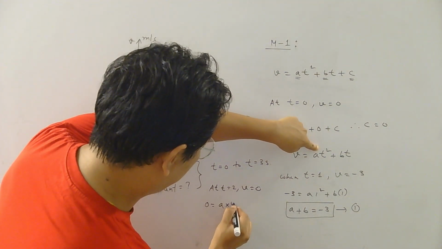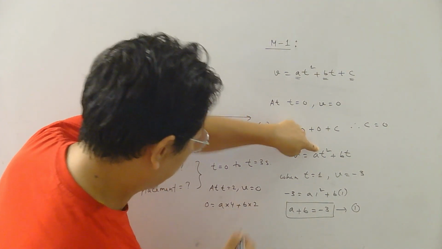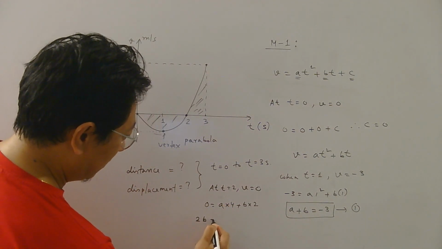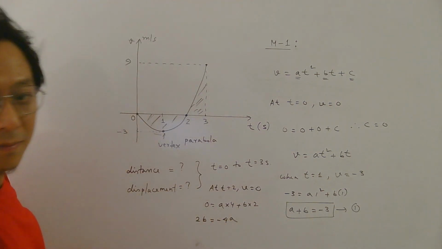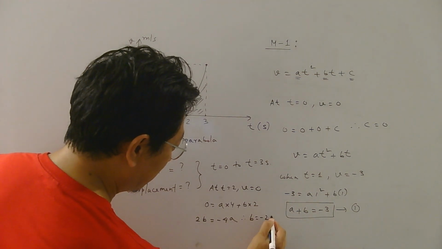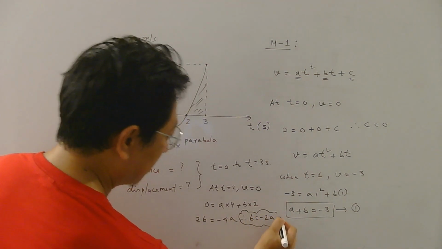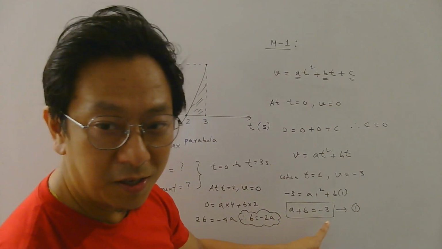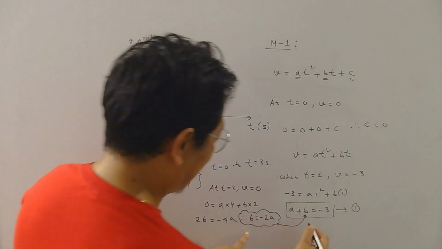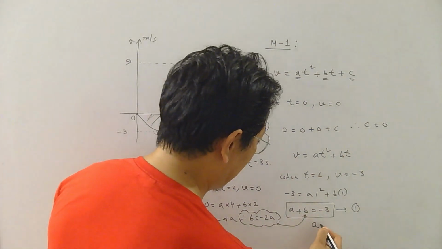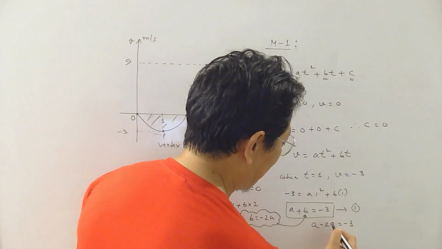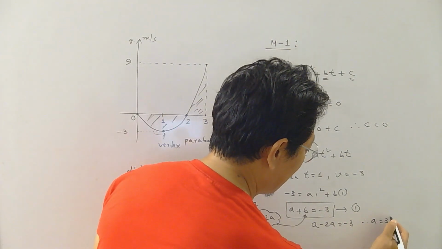So 2 square will be 4, a into 4, plus b into 2. So if I take it this side, I will get 2b equals minus 4a. Isn't it? So from here, b will be minus 2a. So this b value I will substitute here, right? So if I substitute the b value here, what will I get? a plus b is a minus 2a, equals minus 3. a minus 2a is minus a. Minus minus cancel, so a will be 3.